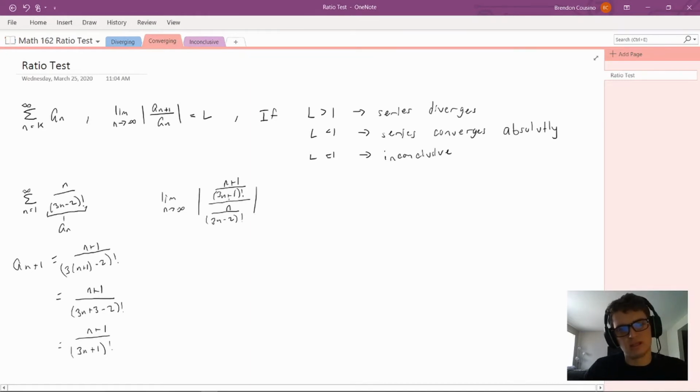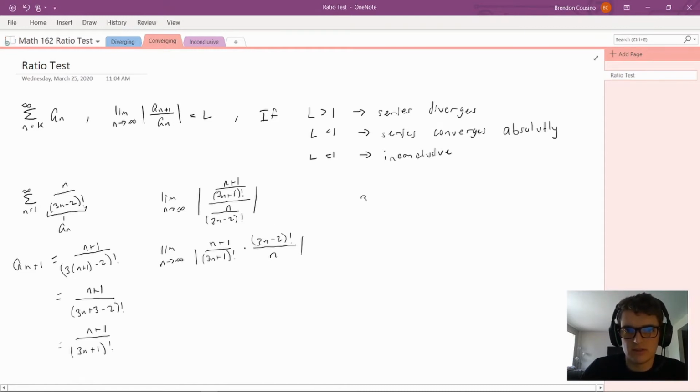Okay, so just like in the last video, we're going to use our keep switch flip method for a double fraction. That's going to keep the numerator, switch the sign from division to multiplication, and flip the denominator. So let's see what that looks like. Limit as n approaches infinity of the absolute value of n plus 1 over 3n plus 1 factorial multiplied by, now flipping the denominator, 3n minus 2 factorial divided by n.